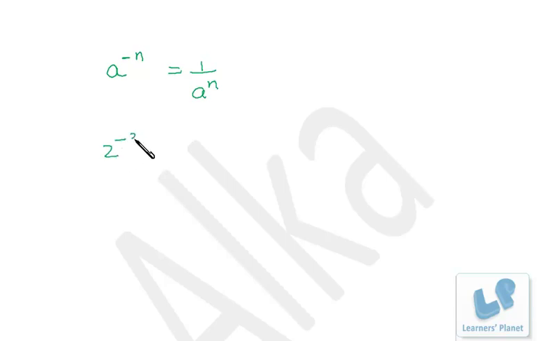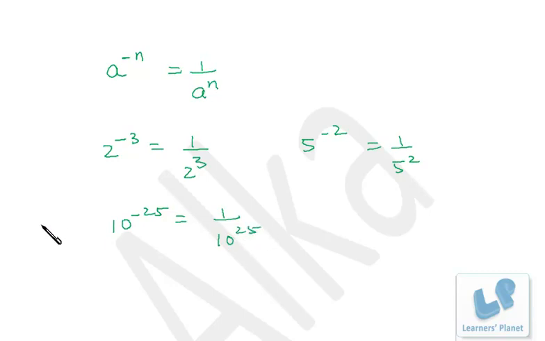Okay, suppose we have 2 raised to minus 3, I can write it 1 upon 2 raised to 3. If I have 5 raised to minus 2, we can write it 1 upon 5 square, right? Similarly, if I have 10 raised to minus 25, I can write it as 1 upon 10 raised to 25, right? So this is the negative exponent, or we can say negative integral exponents, okay, in all these cases.